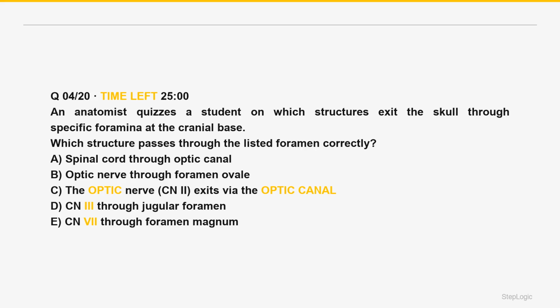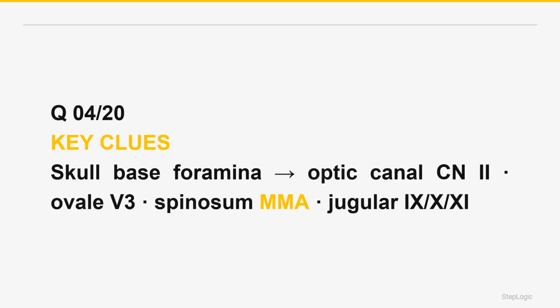Which structure passes through the listed foramen correctly? An anatomist quizzes a student on which structures exit the skull through specific foramina at the cranial base. Read the command: which structure-foramen pairing is correct? Optic canal, CN2. Foramen ovale, V3. Foramen spinosum, middle meningeal artery. Jugular foramen, CN9 to XI.